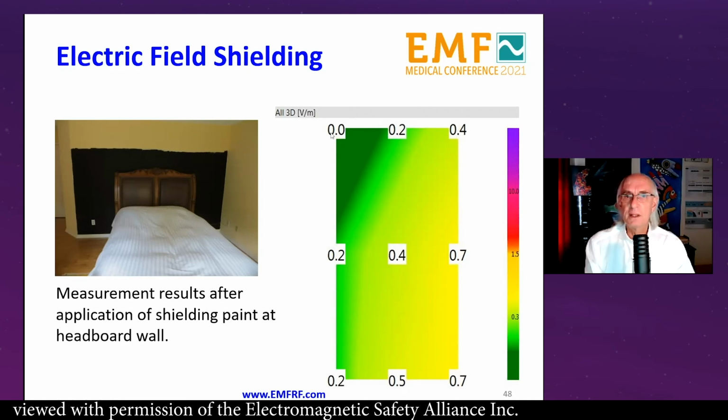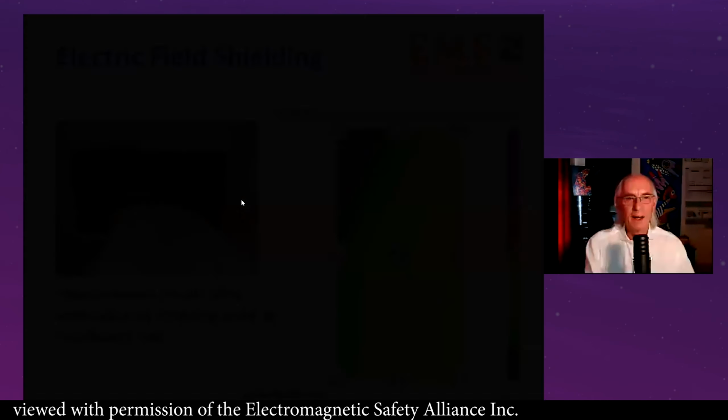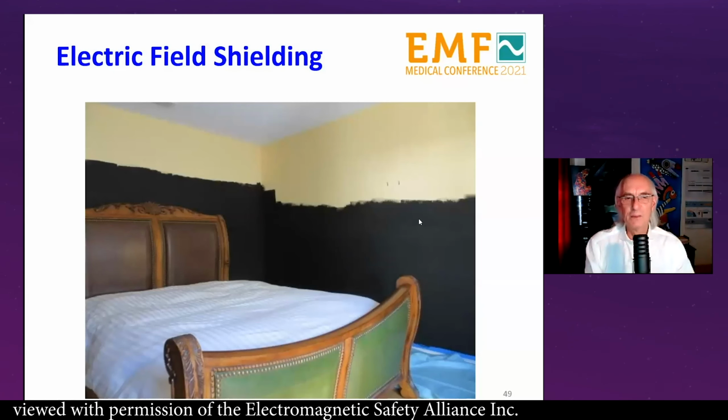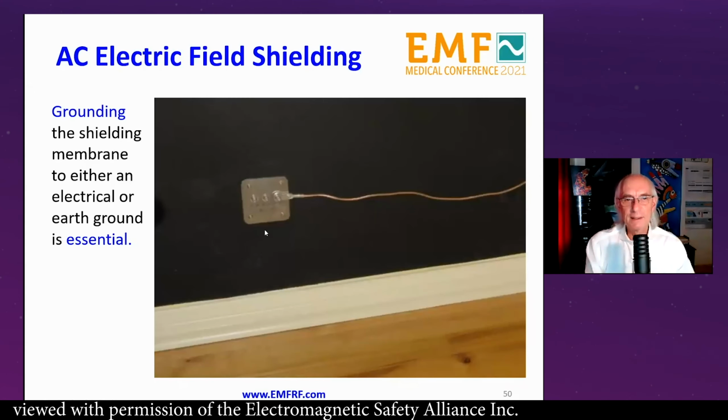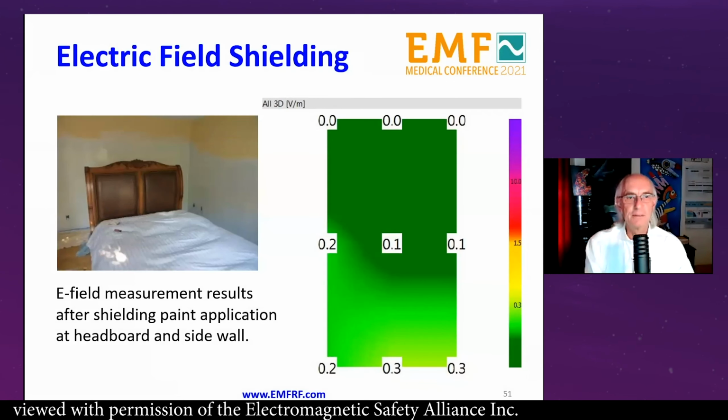Now, the measurement results, you can see the fields are low, below 1 volt per meter, but you can still see that there's some influence from this side wall. Well, since I want to go all the way out and see what I can achieve, I will paint also that side wall, and then we need to connect grounding straps and ground wire to actually ground the system out. That is essential for any type of shielding work.